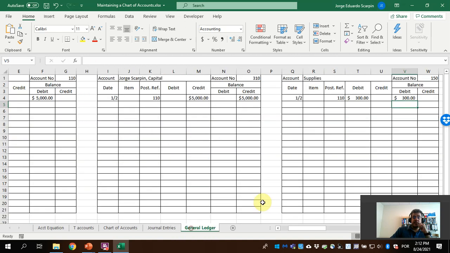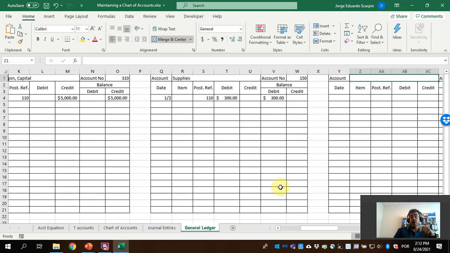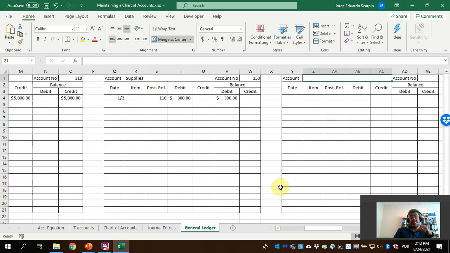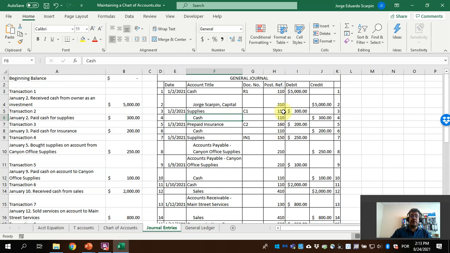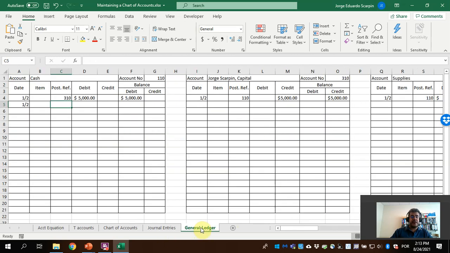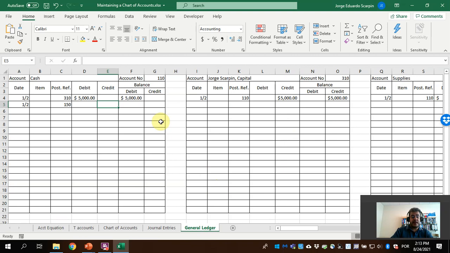Cash. Do we need to create another one? No, this is wrong, and this is the most common mistake. We have only one ledger per account. So here, we already have our cash. So January 2nd again. Journal entry, the other account is 150. And now we have the credit, 300. And now, what is our ending balance?